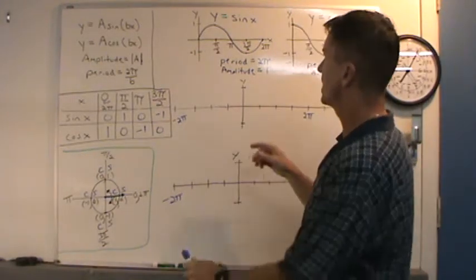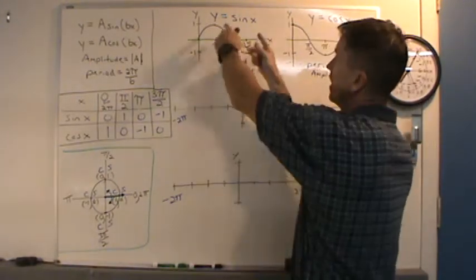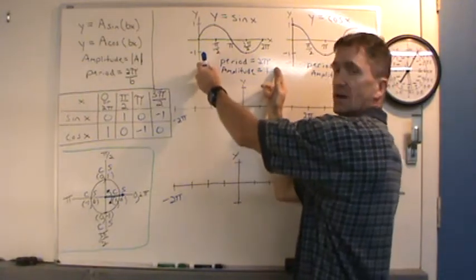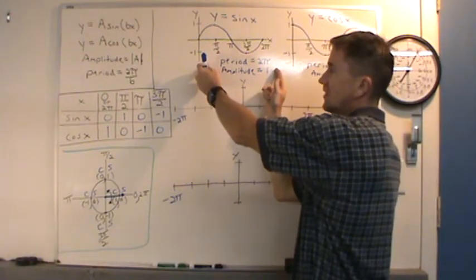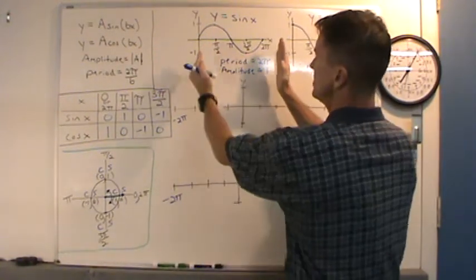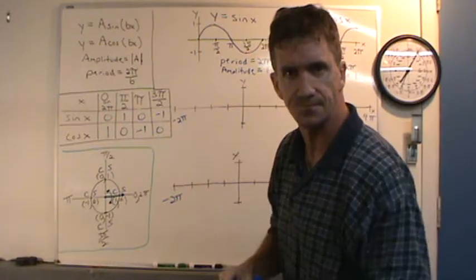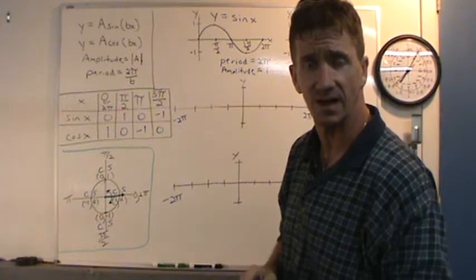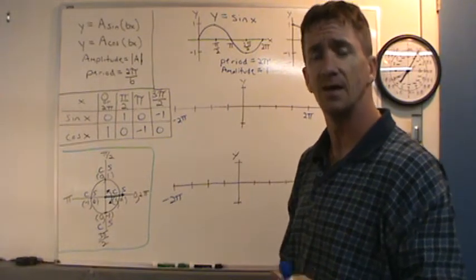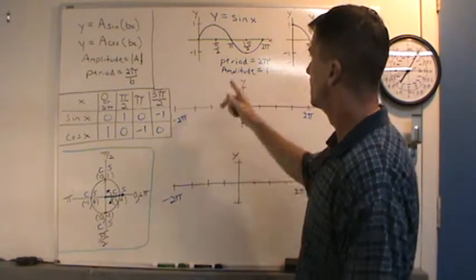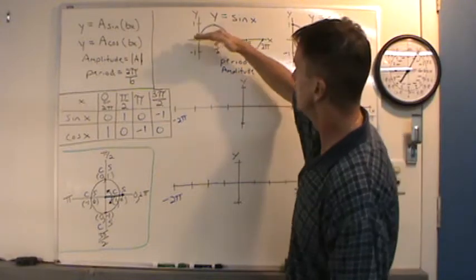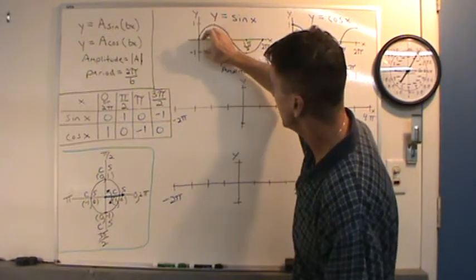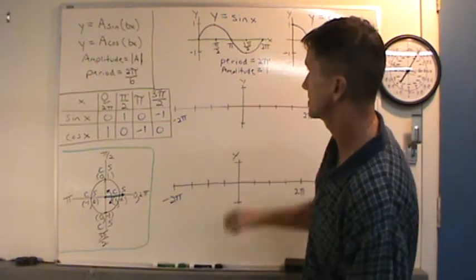So, we say that the period of y equal to sine x is 2 pi. The period is 2 pi. This is one cycle. And this is also one period of y equal to sine x. But we say the period is 2 pi. That's the length of one cycle. The amplitude is 1. That means this graph oscillates up 1 and down 1 right there from the x-axis.